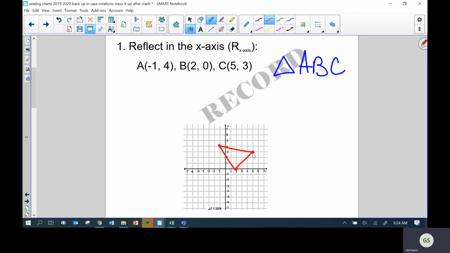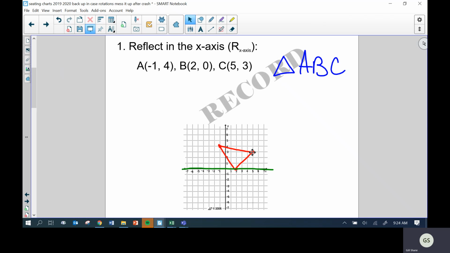And it says reflect in the x-axis. All that means is you're reflecting it over the x-axis. I don't know why they use the word "in" on the quiz, but that's exactly what it says. The terminology would be r at x-axis, which she doesn't use. Basically it just means you're flipping it over the x-axis. The x-axis is this right here, so all we need to do is flip it directly over that.